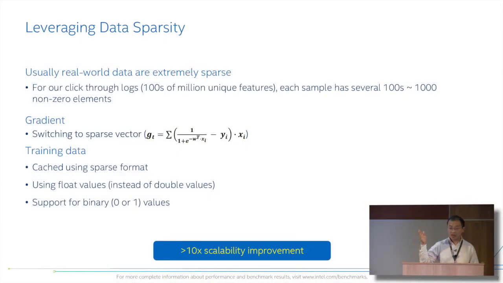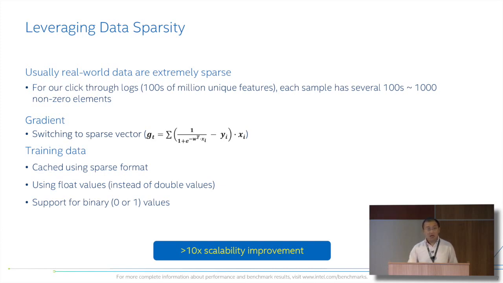So first of all, you can use a sparse vector for the gradient. If you look at this formula here, the gradient is computed using this one: the first element is a scalar, and the second element, xi, is the sample, which is again a vector. But as you can see, if an element in xi is 0, the corresponding element in gt is also 0. So gt is actually very sparse, and you can use a sparse vector to represent g. And for the training data, you need to cache it in memory, which puts a lot of memory pressure on you. Again, you can switch to a sparse format.